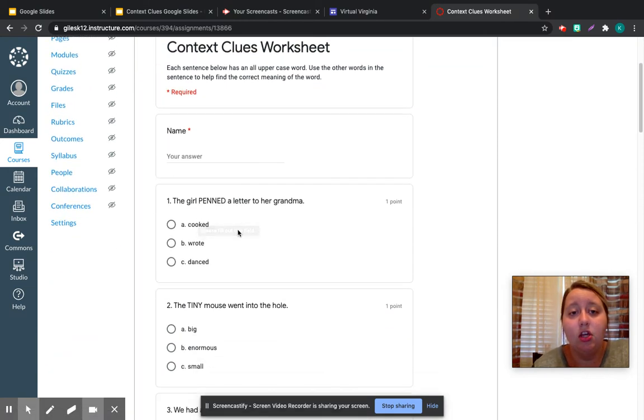Okay, and look, it says each sentence below has an all uppercase word. Use the other words in the sentence to help find the correct meaning of the word. So if you look at number 1 on this one, it says the girl penned a letter to her grandma. So we know that a letter is usually something that we write, right? So if the girl penned a letter to her grandma, did she cook the letter to grandma? Did she write the letter to grandma? Or did she dance the letter to grandma? Right, she wrote a letter to her grandma.